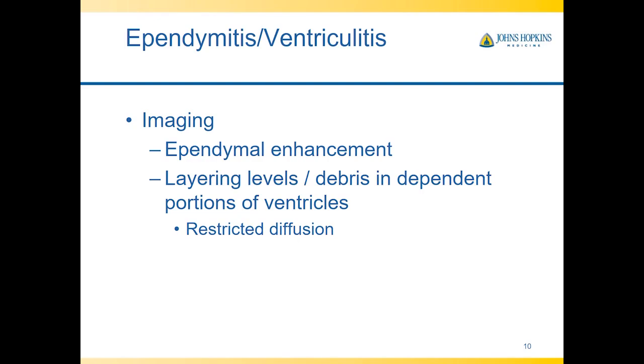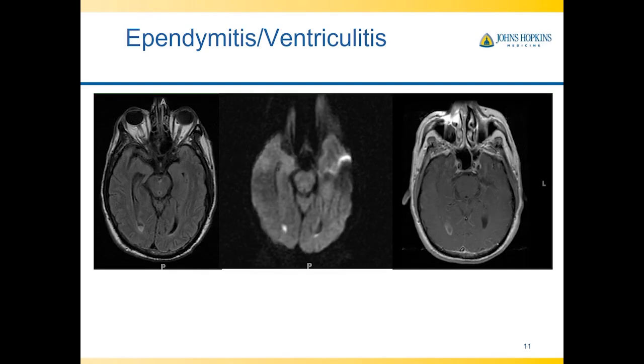ependymitis. For example, in this patient with meningitis, you can actually see a layering FLAIR hyperintense material in the occipital horn, which shows restricted diffusion and enhancement along the ependymal margins of the right occipital horn. You can also see some enhancement within the leptomeninges in the parieto-occipital region posteriorly.